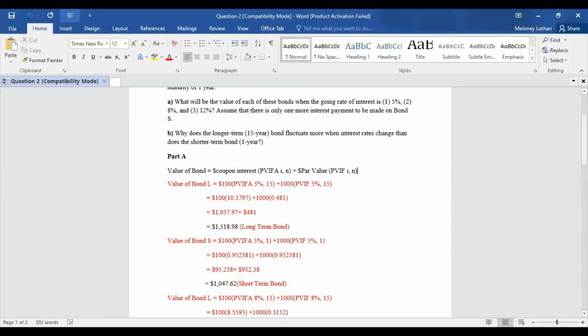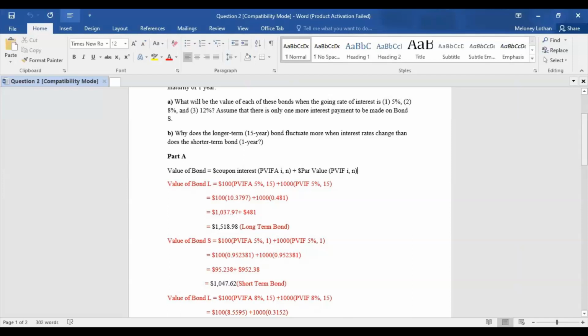So I use the table to find what the present value interest factor annuity of 5% at 15 years is, which will give it a 10.3797. And I use the present value interest factor table, which gives you the 0.481. So therefore, the $100 times the 10.3797 plus 1,000 times the 0.481 will give you $1,037.97 plus $481, giving $1,518.98. That's for bond L.